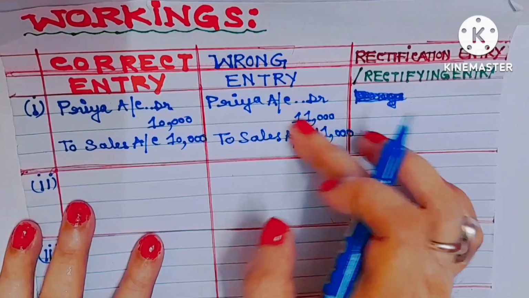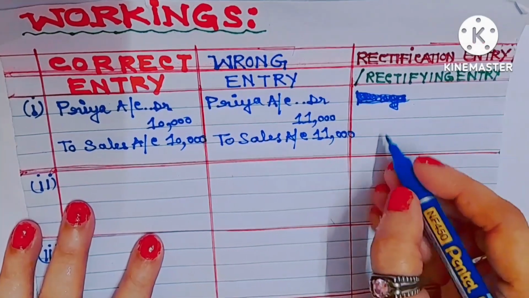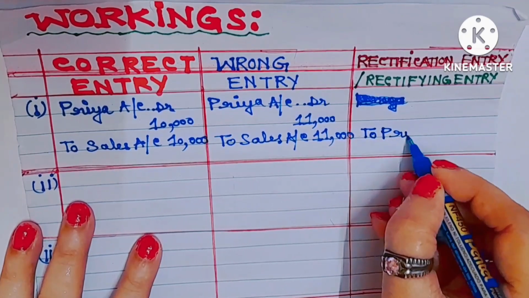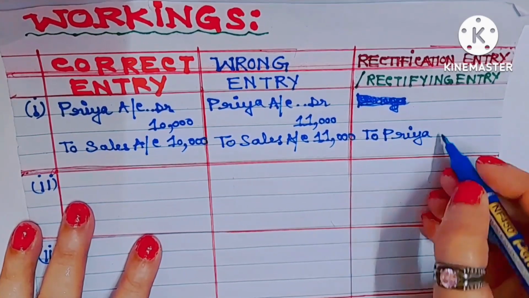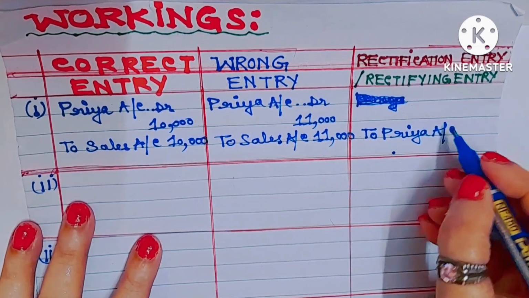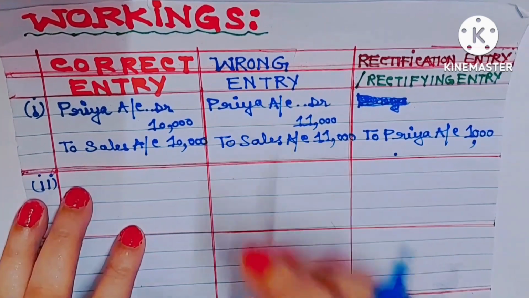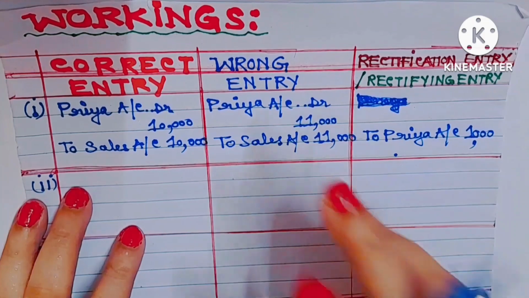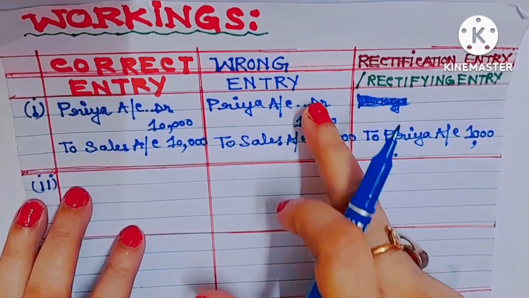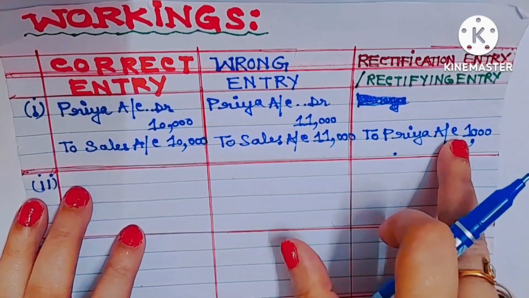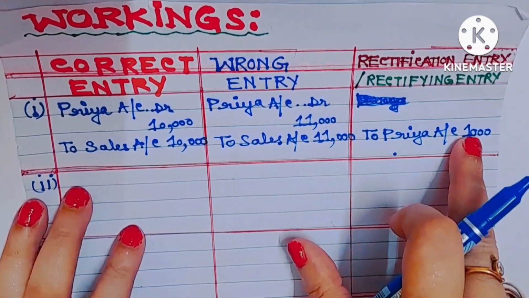You have to reverse the entry. So we'll write to Priya account 1,000. Instead of 11,000, we'll write 1,000. I'll tell you why. Please remember, whenever you have to decrease the amount, you have to write on the opposite side. Then automatically the amount will be decreased.